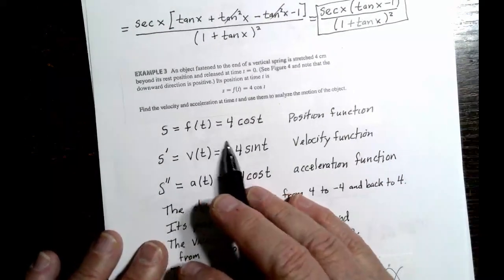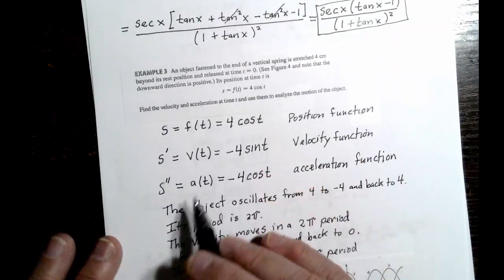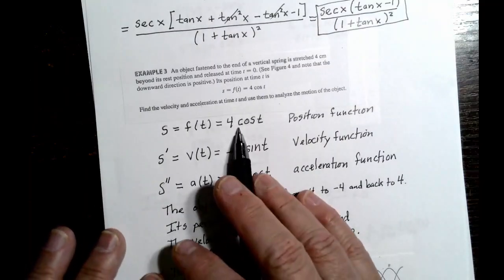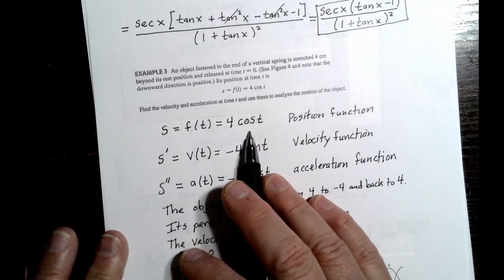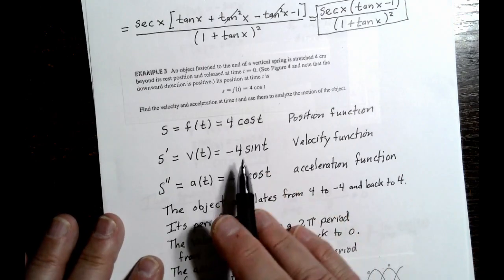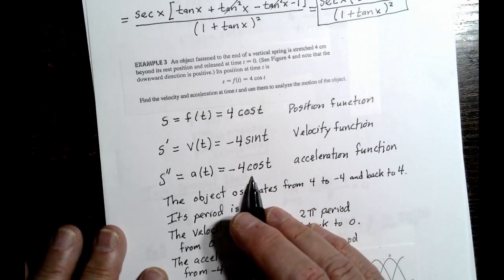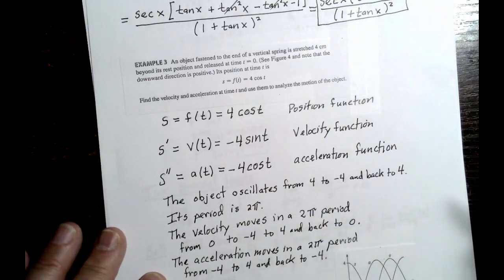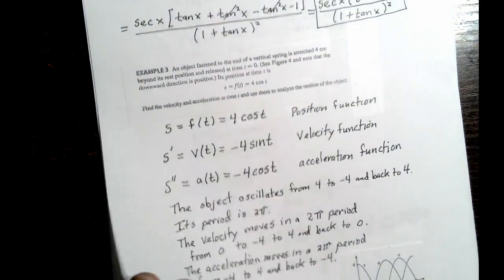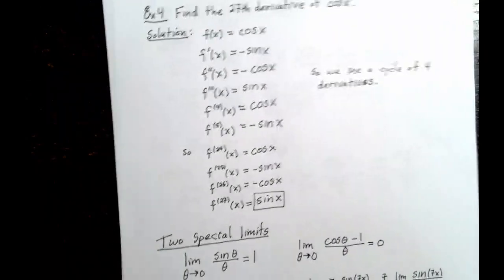Alright, so if you've got an original function of 4 cosine, what's the first and second derivative? Well, this is just a constant times a function, so the derivative of cosine is minus sine with a 4 in front of it. And the derivative of sine we know is cosine with a negative 4 in front of it. And they talk about how it oscillates back and forth.